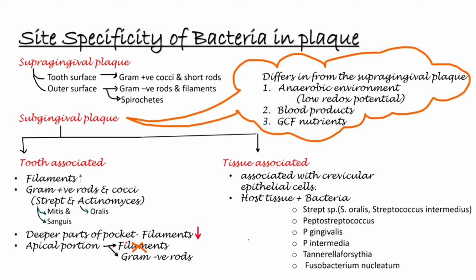However, in deeper parts of the pocket, the filamentous organisms become fewer in number. In the apical portion, they seem to be virtually absent, no filaments. But gram-negative rods might be present. The tissue-associated subgingival plaque is associated with crevicular epithelial cells. In this, both host tissue cells and bacteria like Streptococcus species, Peptostreptococcus, P. gingivalis, P. intermedia, Treponema, and Fusobacterium species might be found.